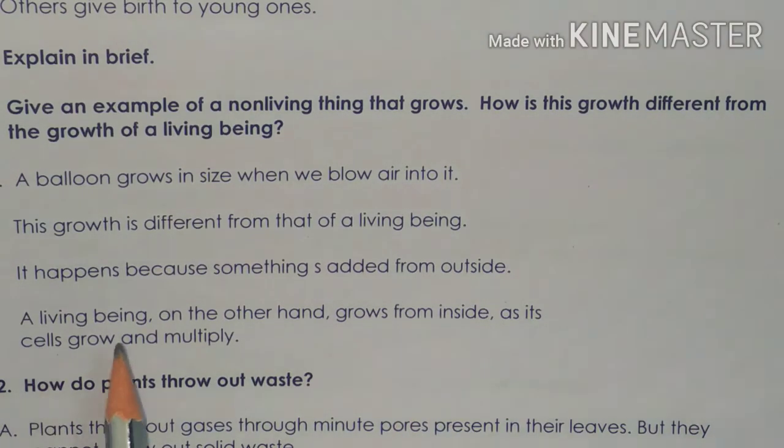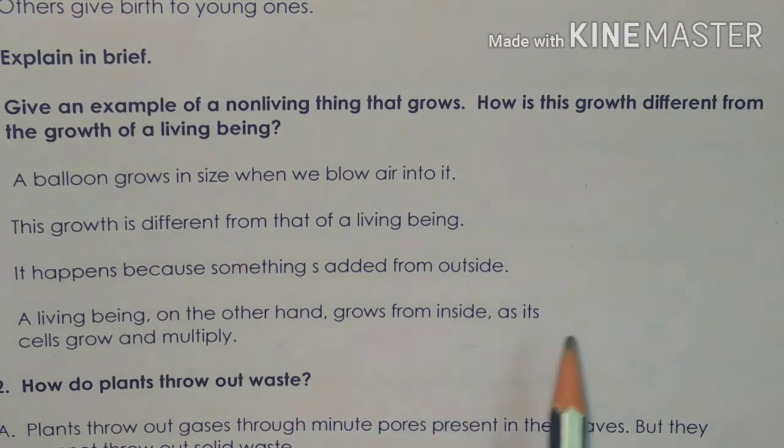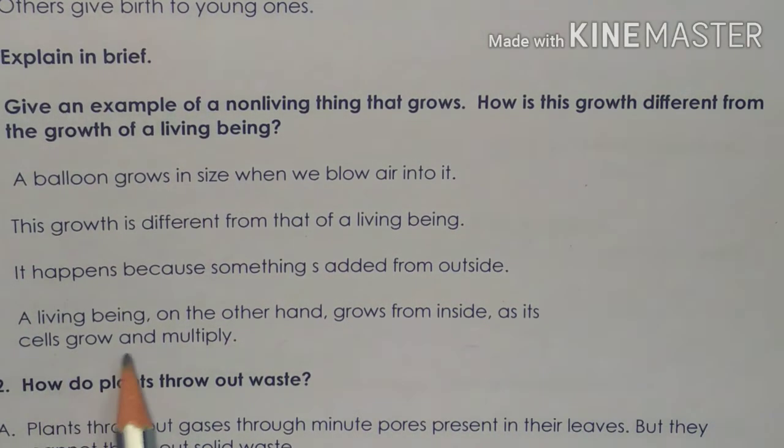A living being, on the other hand, grows from inside as its cells grow and multiply. In the case of a living being, the growth occurs because cells divide continuously, cell divisions take place and multiply, so the growth occurs from within, from inside. But in the case of a balloon, it grows in size bigger and bigger due to an external agent, blowing air from outside.